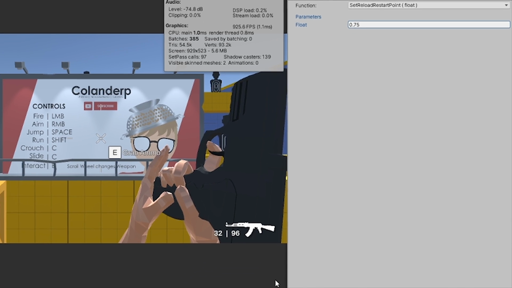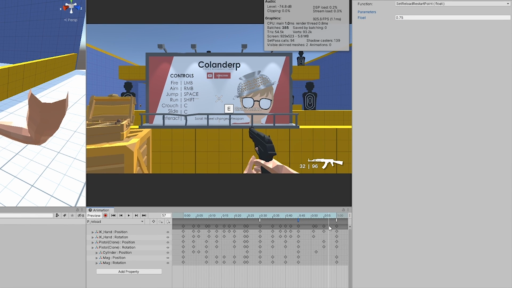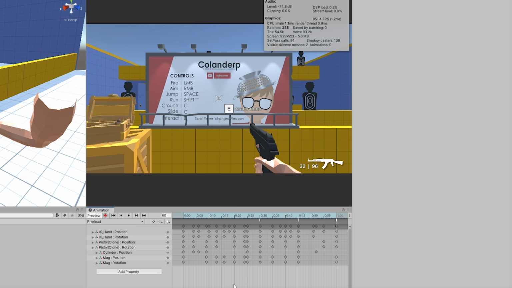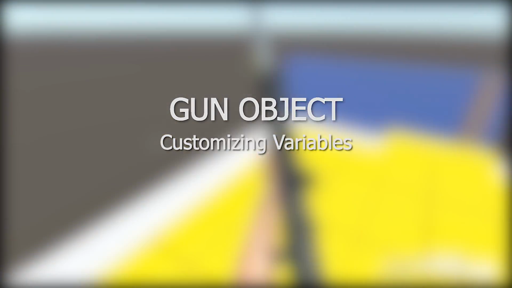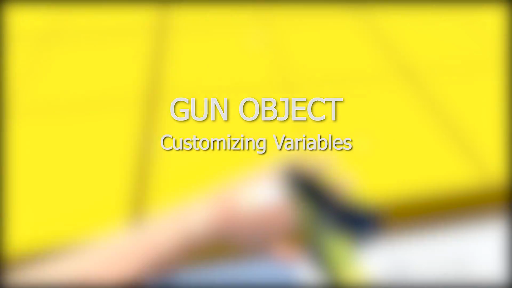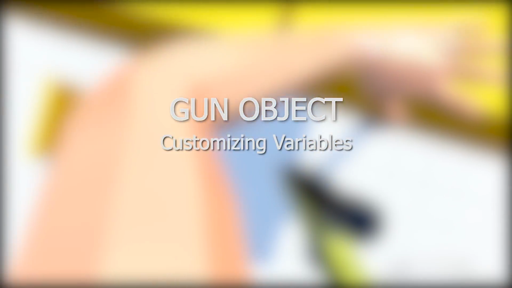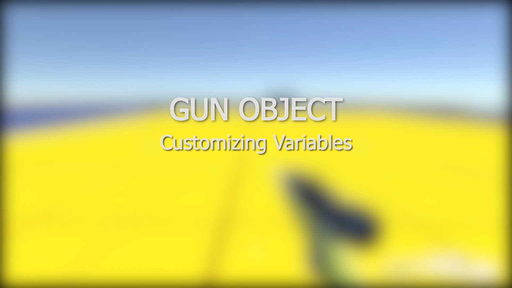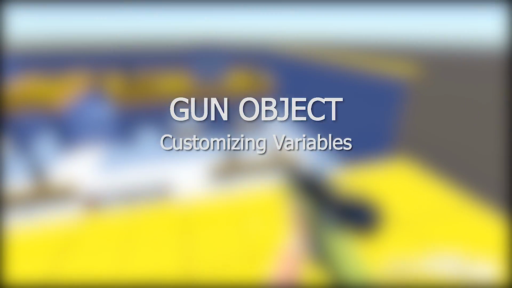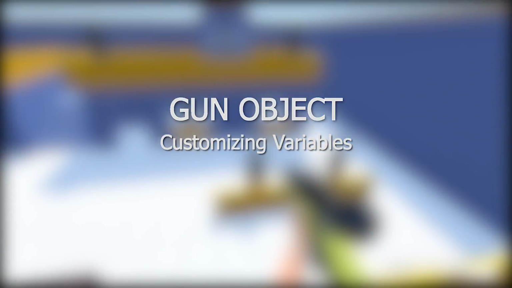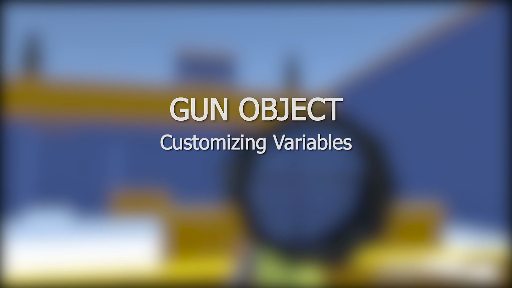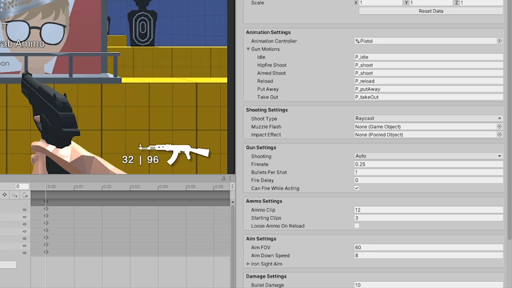And with that, we are pretty much done with all of the animations for the pistol, and we can now move on to the rest of the variables in the gun object. So since IK and animation are all set up, let us just go through the rest of these gun object variables and finish this pistol so you guys can get a good handle on how to add your own guns and customize your weapons. So first, you have two choices for your shoot type, rigid body and raycast.